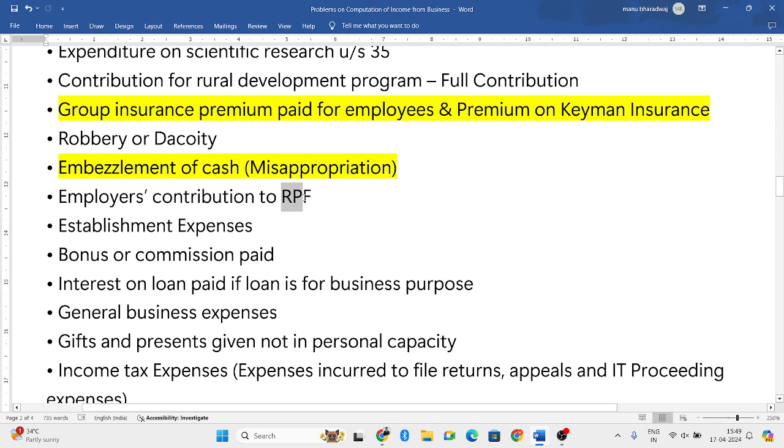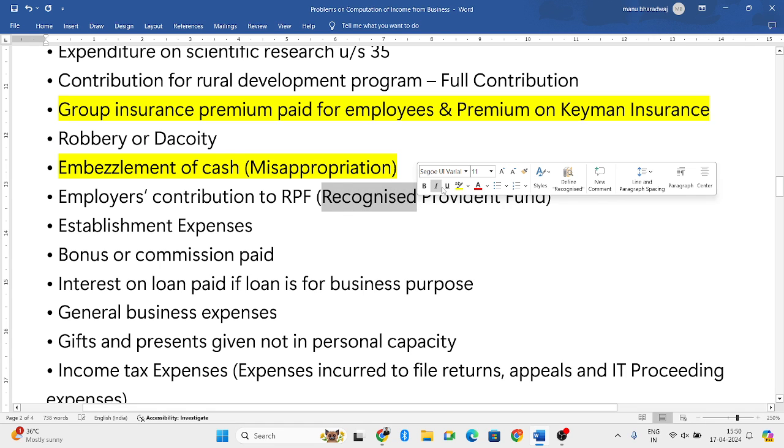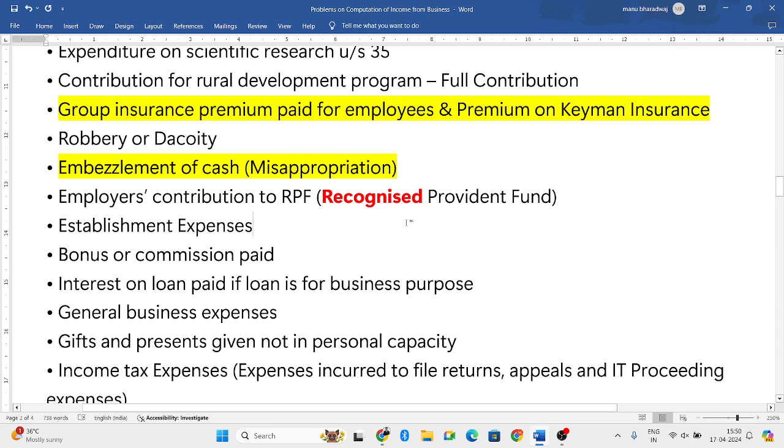Employer's contribution to RPF. So in Income Tax Law and Practice 1, you would have learned the head of income from salary. In that you have a separate concept called provident fund. In that, RPF is recognized provident fund. The word recognized is very important. So if the employer is contributing to the recognized provident fund, then that is given as an admissible expense. That can be treated as an admissible expense only when the contribution is made to a recognized provident fund. Only if you contribute to a recognized provident fund do we allow it.